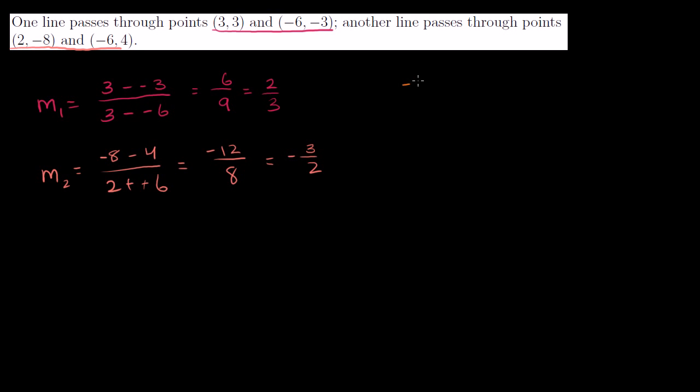If I take negative 1 over 2/3, that is equal to negative 1 times 3/2, which is equal to negative 3/2. These guys are the negative inverses of each other. You swap the numerator and the denominator, make them negative, and they become equal to each other. So these two lines are perpendicular. And I encourage you to find the equations. I already got the slopes for you, but find the equations of both of these lines, plot them, and verify for yourself that they are perpendicular.